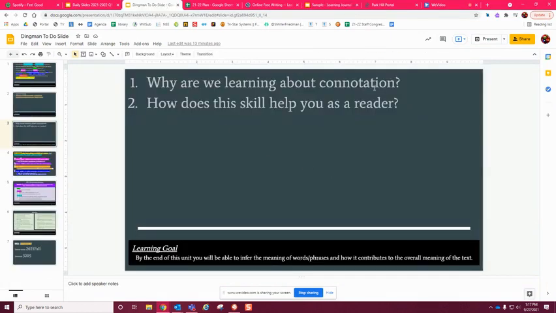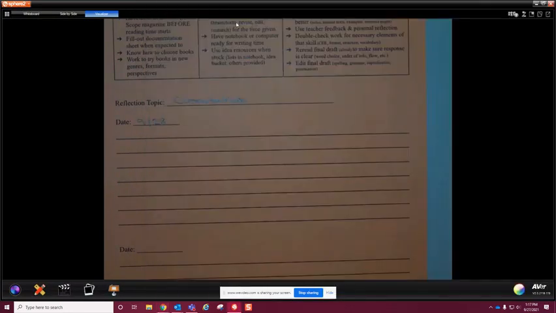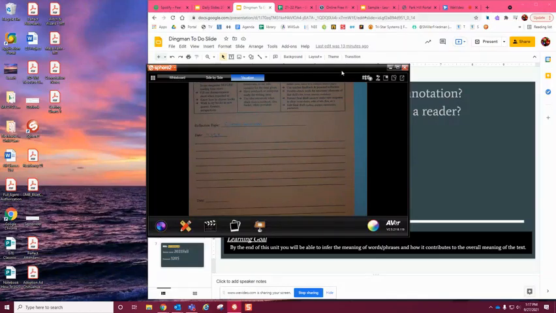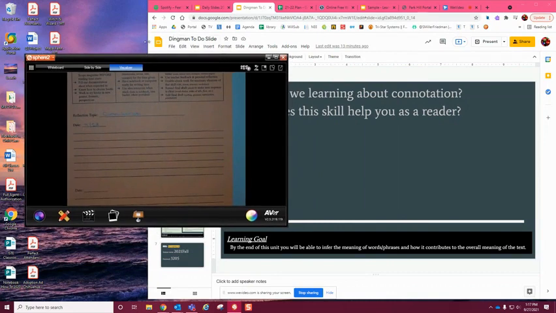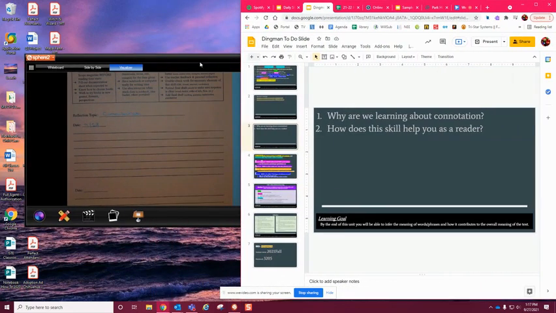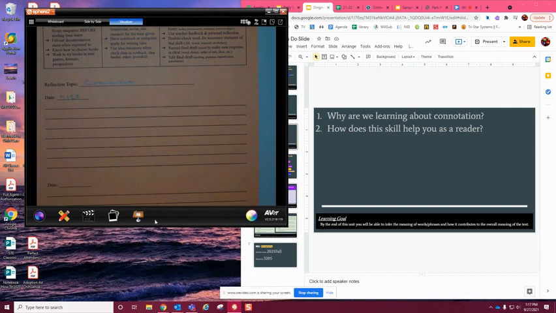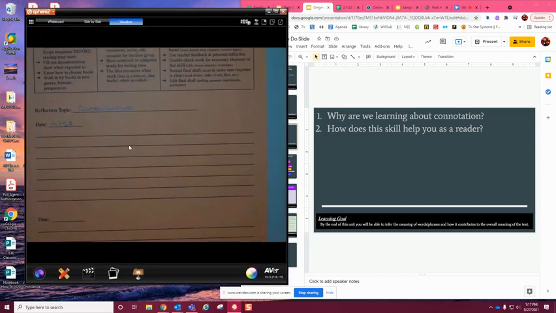Why are we learning about connotation? And how does this skill help you as a reader? Okay, so I want you to write that response. I'm going to make this so you can see this a little bit better. Write your response on this sheet of paper, so make sure that you are doing that. These are the questions that you are writing down your response to. Why are we learning about connotation? And how does this skill help you as a reader?